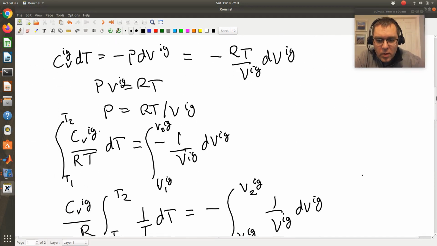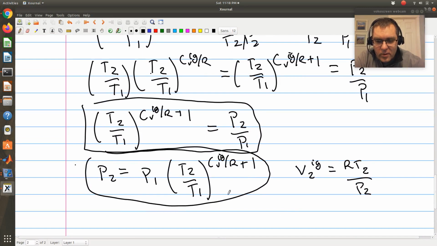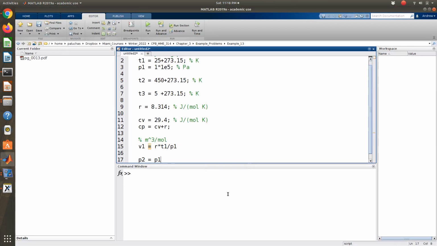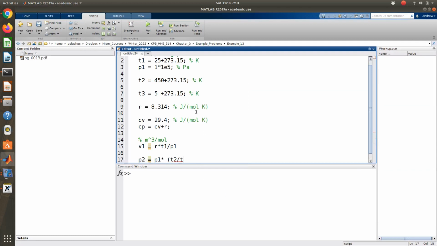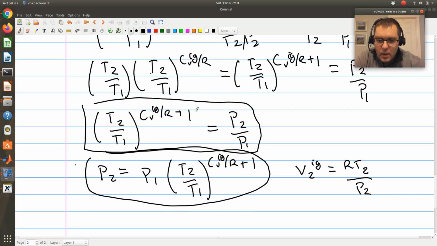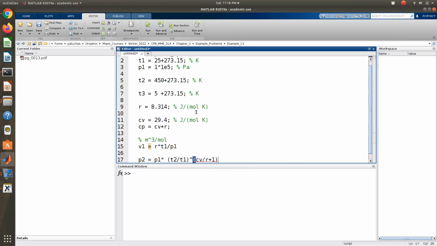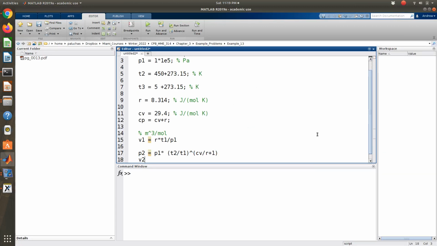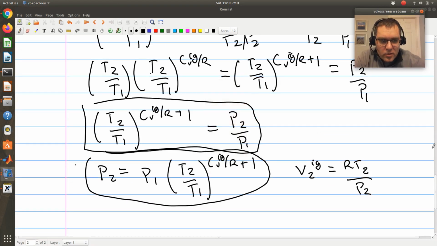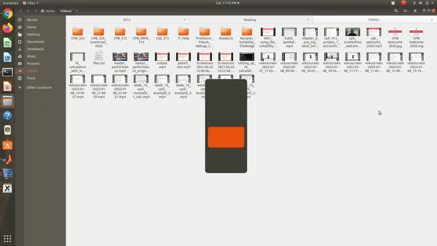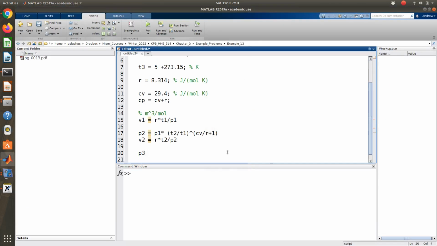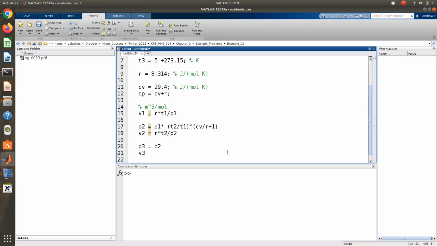Then going to state 2, we can start by calculating P2. P2 is going to equal P1 times T2, and again I converted everything to Kelvin, divided by T1 raised to the CV divided by R plus 1. And then once I have P2, I can get V2, which is equal to R times T2 divided by P2, where again I've already converted my temperatures all to Kelvin. And as far as state 3 is concerned, P3 is equal to P2, so that V3 is equal to R times T3 divided by P3.